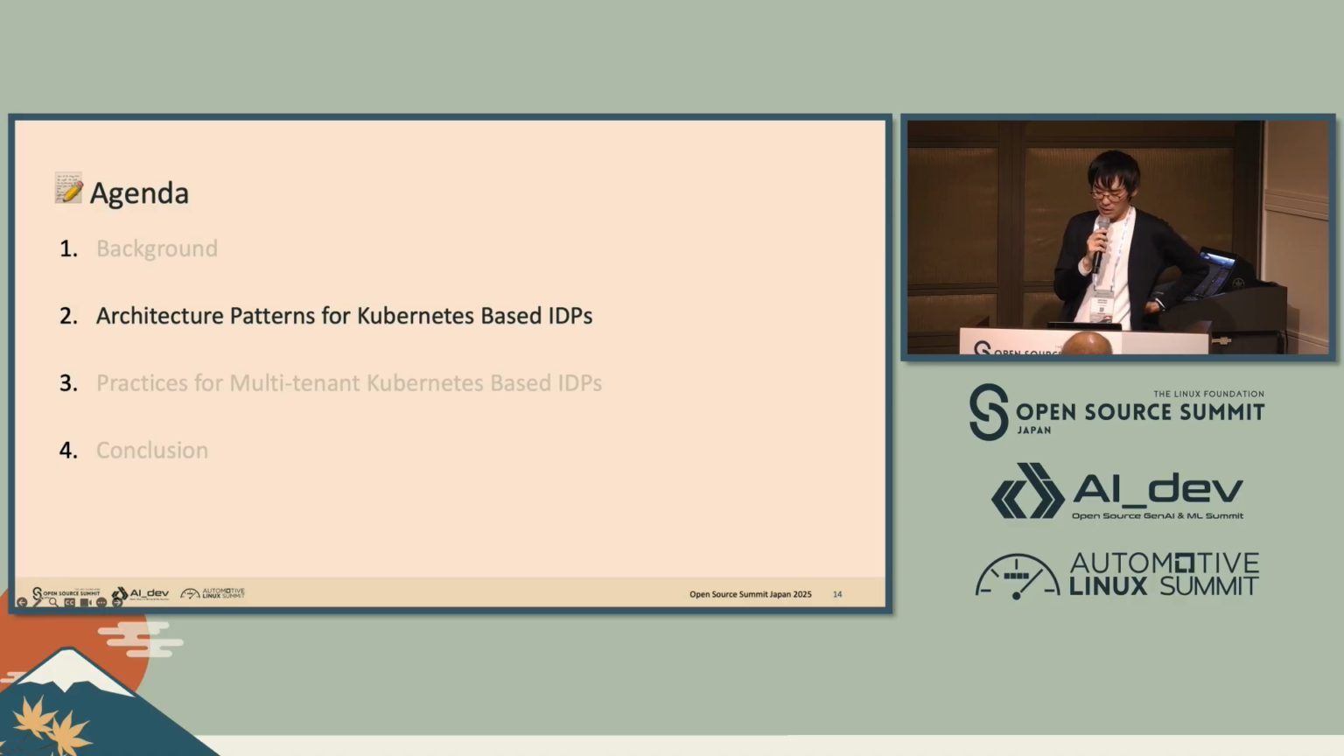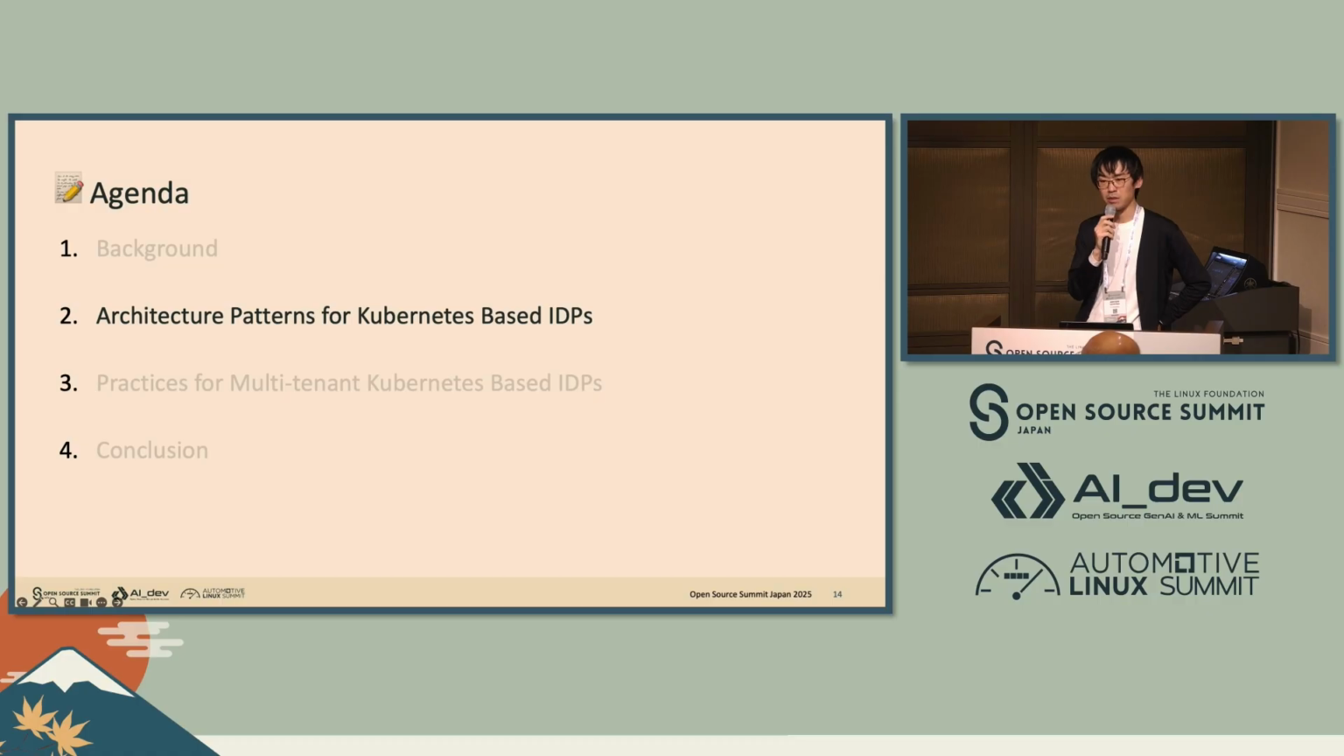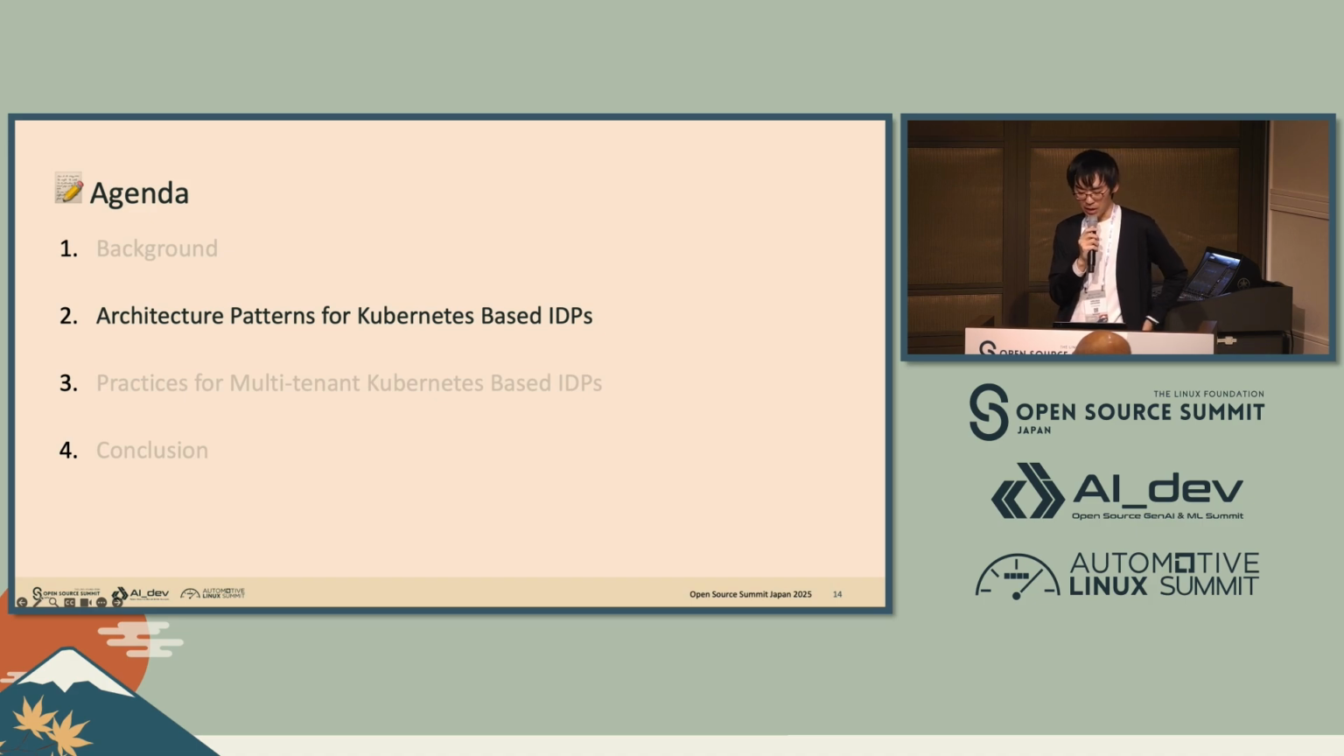So now let's look at some architecture patterns for multi-tenant internal platforms. Each design comes with a different balance of trade-offs. As we go through these patterns, it may be helpful to keep those trade-offs in mind and compare how each approach handles them.